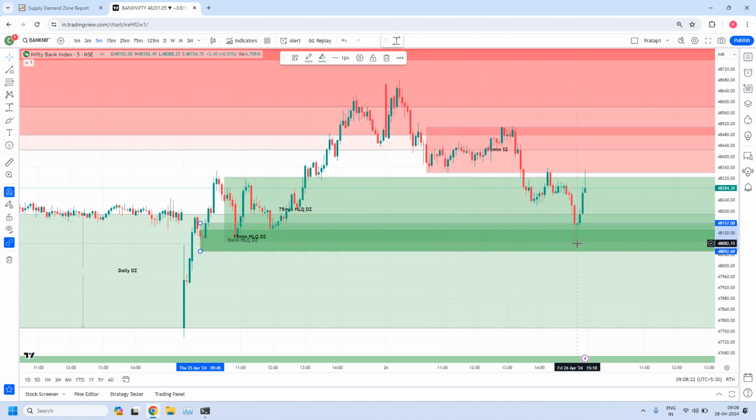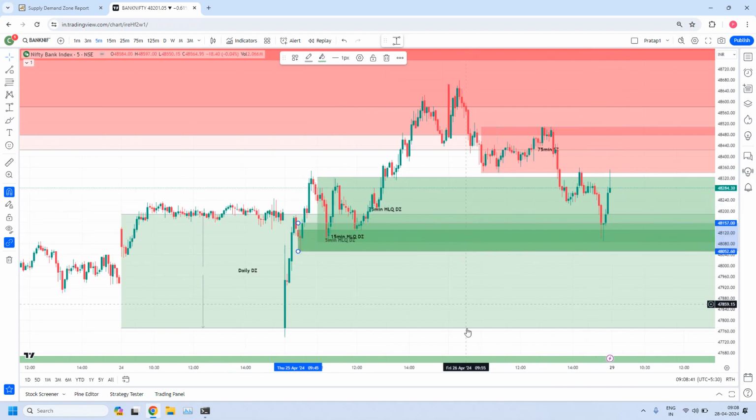Why am I saying pierced? Prices may go a little below and again it will move up. At that time stop losses will be hit and many people will exit. Institutions capture all your stop loss trades. So this is the real beauty of this 75 minutes high liquidity demand zone.